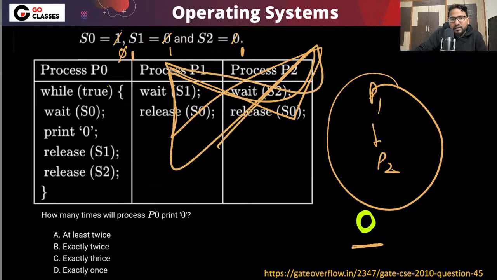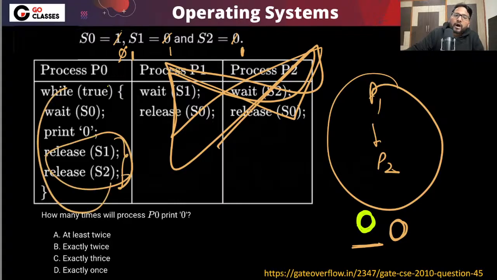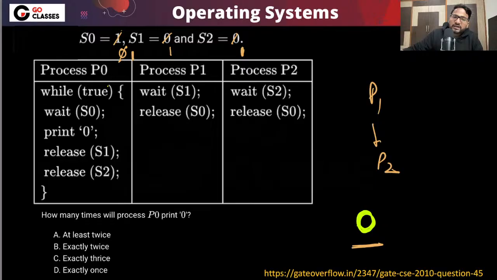Now you see here, you again want to execute it, which is okay. You print 0, you do whatever you want to do, but you can't do it again, right? Because there is no one who can make you relieve, right? Who can help you. See, if this is release S0 and S1, then initially you will definitely print once.